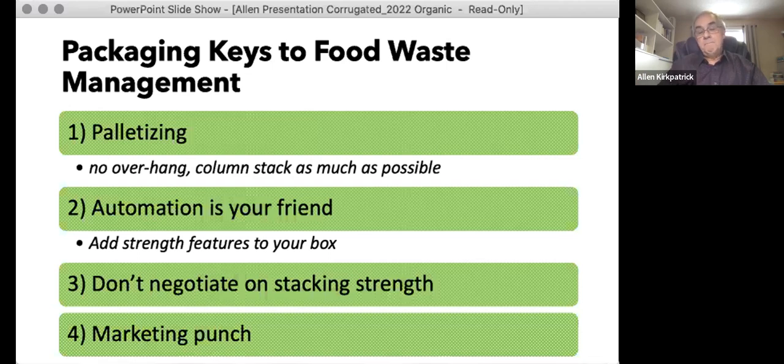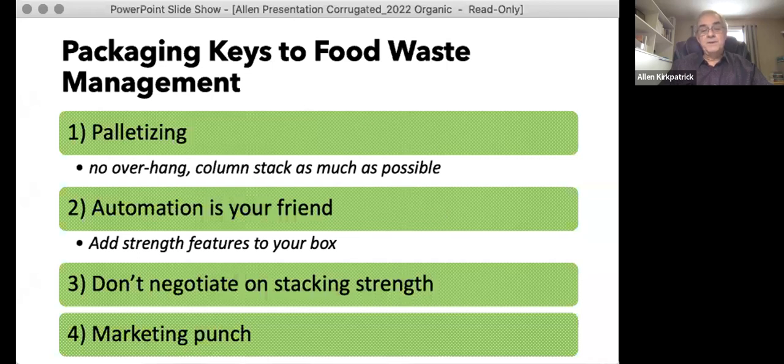The third one I can say, because I'm semi-retired from the industry, but don't negotiate on stacking strength. Your spec that you're negotiating to buy from a supplier is very specific to you. If you encourage someone to give you 10% off and all they do is change the materials to make something lighter and weaker, you're going to regret it and your food waste issue will be affected. I just wish our industry actually had a bit more backbone in not doing this. There are other choices to get to some of the solutions for negotiating, but please just remember that don't give up on the strength that you need for your packaging.